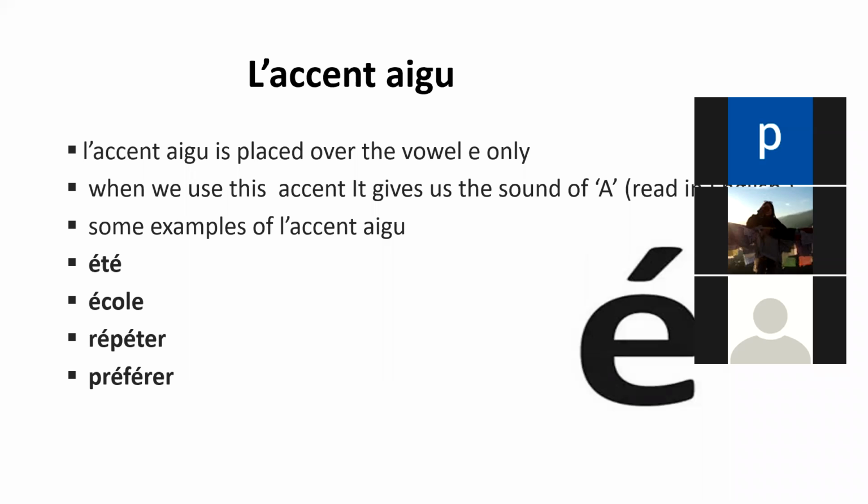École, that is school. Répéter, that is to repeat. Préférer, to prefer. All right? So it will be like that.